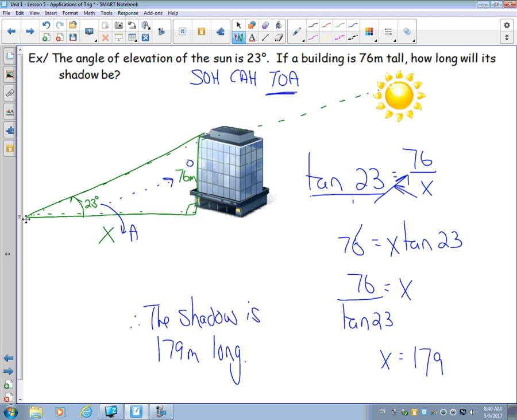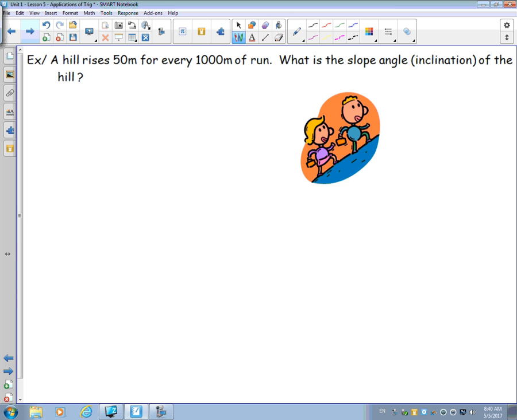So today's key is not about learning the math again. We know the three ways of using the math. Today's about drawing the picture and interpreting the situation. Okay, try the next one.